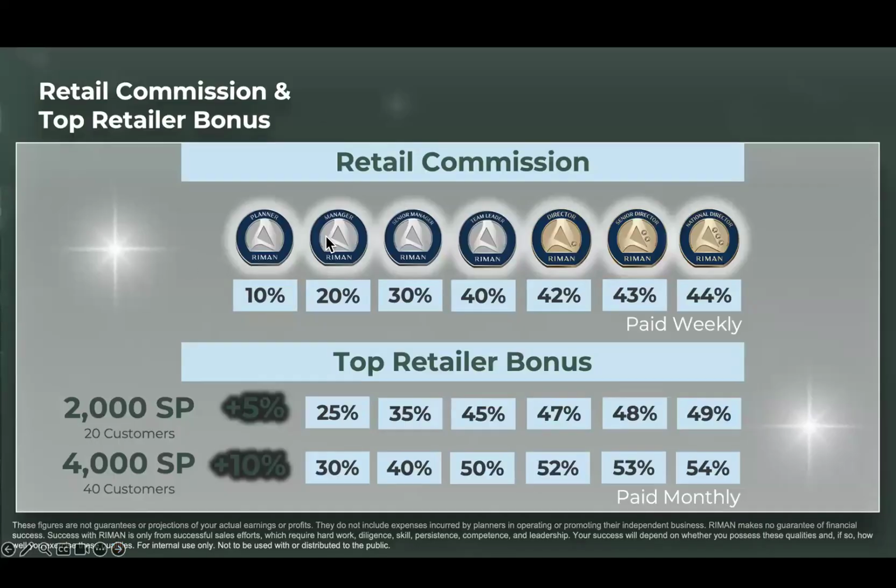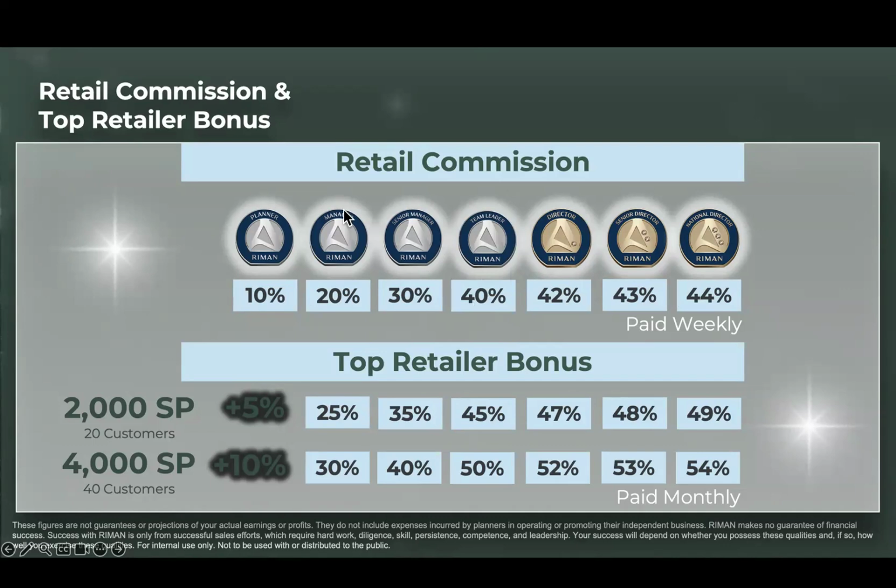As you know, we have all of our positions at planner, manager, senior manager, team leader, director, senior director, and national director. And as you can see, director, senior director, national director, these are some of the more prestigious positions when you have a bigger organization. But as you can see, 10, 20, 30, 40, team leader is really where the sweet spot is, right? Everything has big 10% jumps until you get to 40, and then it's incremental. So the meat of the move is really at team leader.